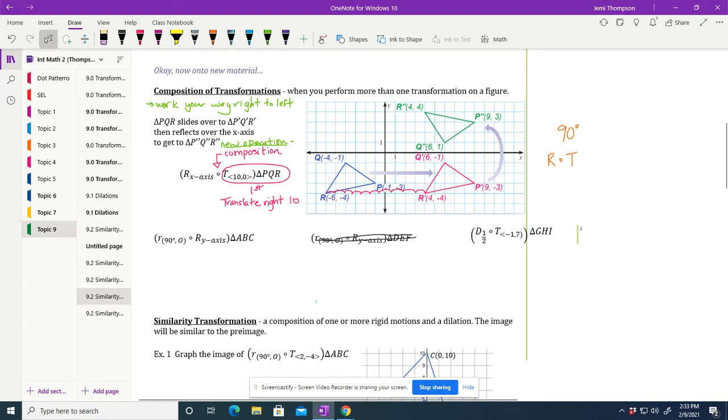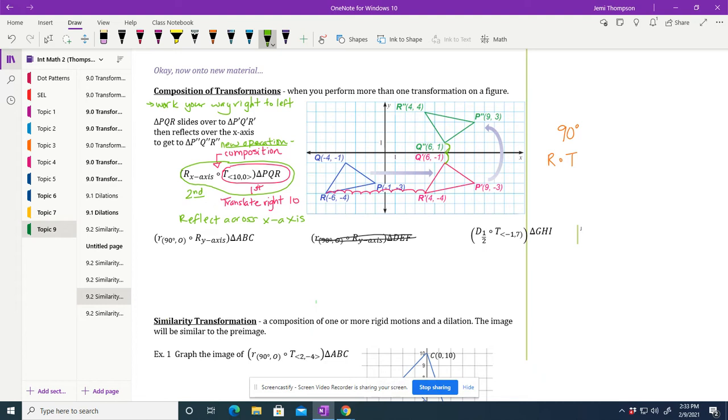So now I do a reflection. Capital R is for reflection. So I'm going to do the outside one second. And then I reflect across the x-axis. Right, here's my x-axis. So when I'm reflecting, reflections preserve distance. So you'll notice from Q prime to the x-axis, that's 1 unit. When I reflect it, that means from the x-axis to the new point is going to be 1 unit.